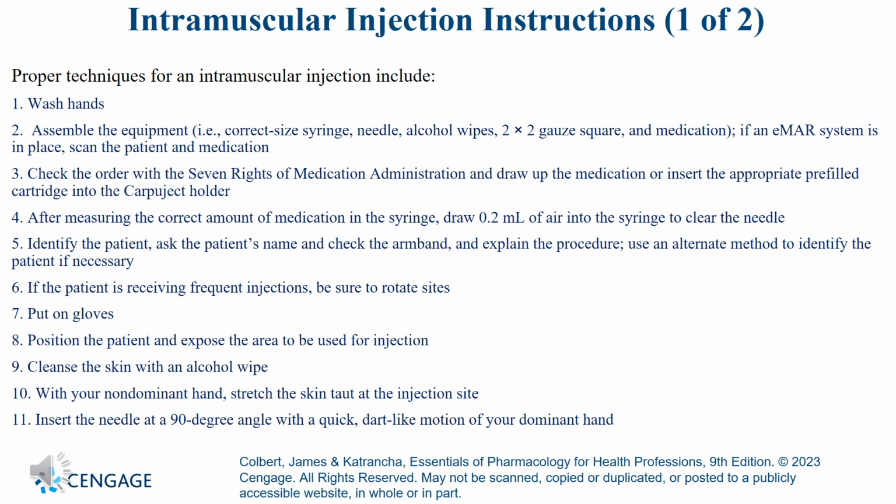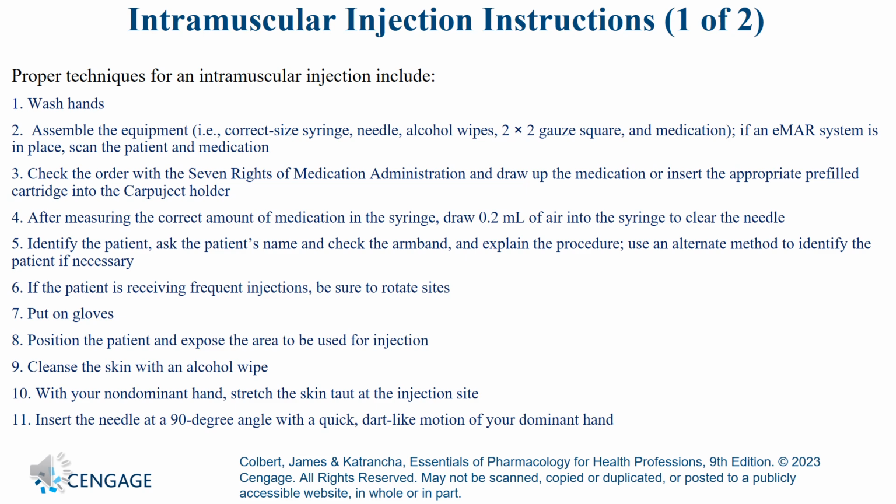Okay, so we are going to discuss the proper techniques for intramuscular injection. And of course, wash your hands. We're going to assemble our equipment: correct size syringe, needle, alcohol wipes, 2x2 gauze square, medication, and then our EMAR system, which if it's in place, we scan the patient and the medication. We check the order with the 7 rights of medication administration, and we're going to draw up the medication or insert the appropriate pre-fill cartridge into the cartridge holder.